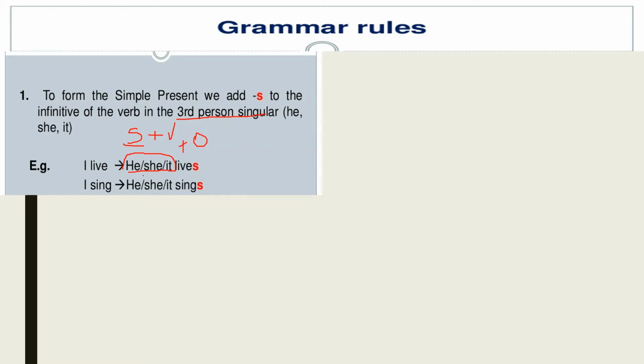So next, here it is written the example: he, she, it lives, he, she, it sings. And what do we use with I, we, you, they? It is always the first form, right? Live, sing, with I, we, you, and they. We will use with them, right?